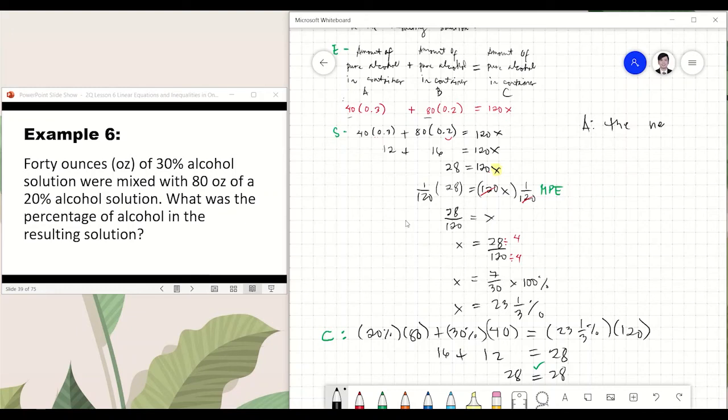So we say that the new solution was 23 and 1/3% alcohol.